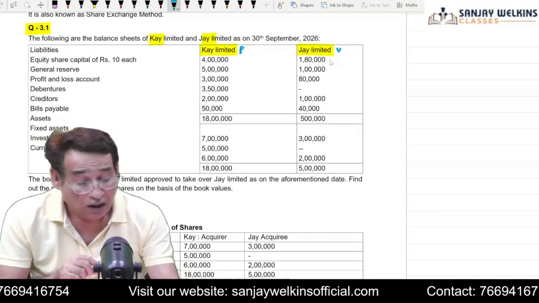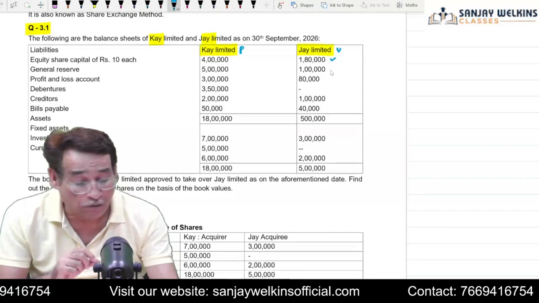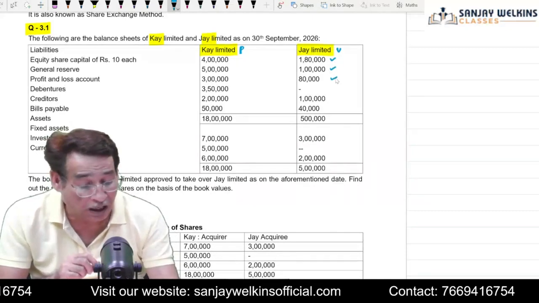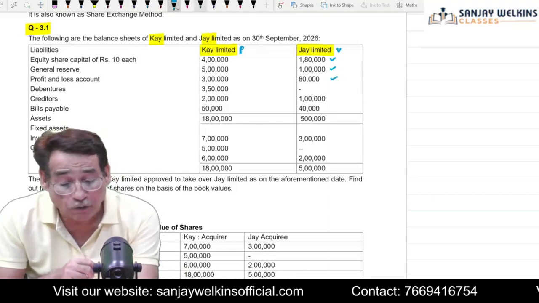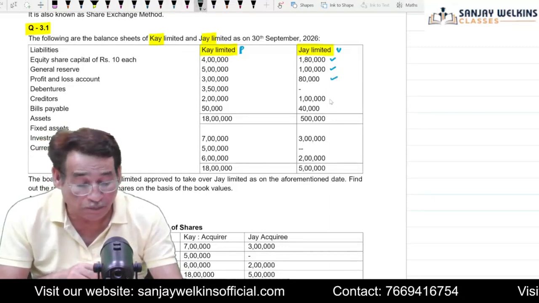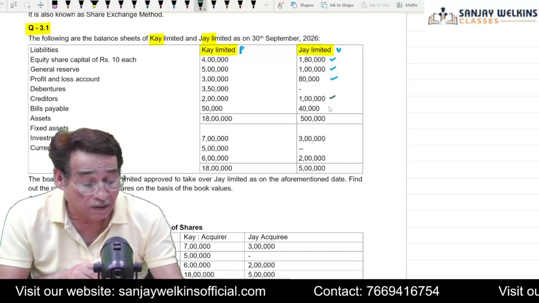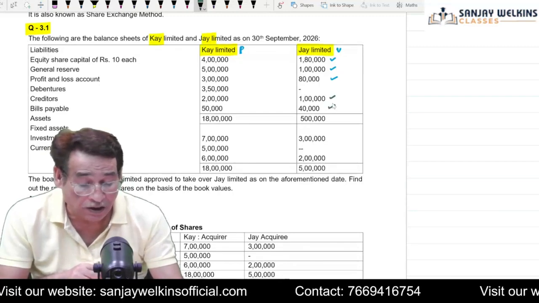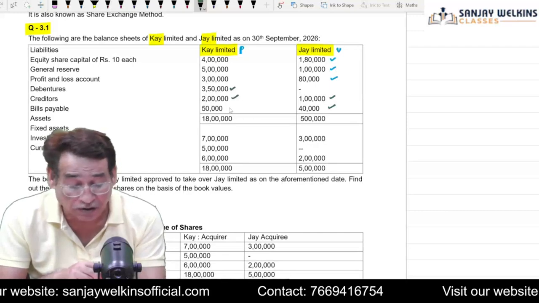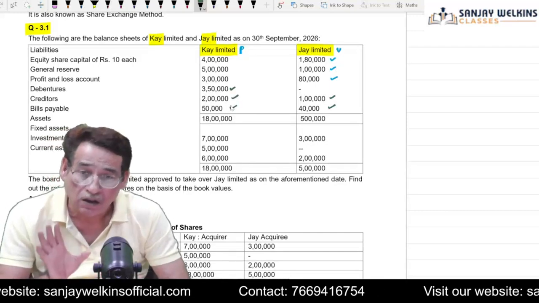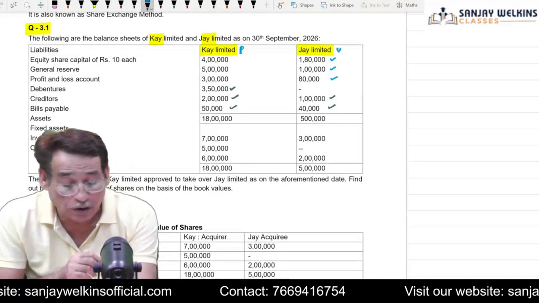Correct? In the balance sheet, we find that there is equity share capital, general reserve and profit and loss account. Is it clear to you? As far as vendor company is concerned, vendor company is having only two liabilities, that is creditors and bills payable, whereas K Limited is having three liabilities: debentures, creditors and bills payable. Is it clear?